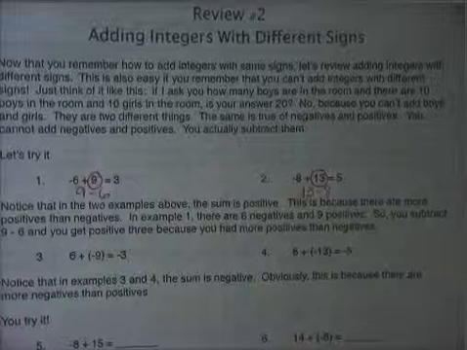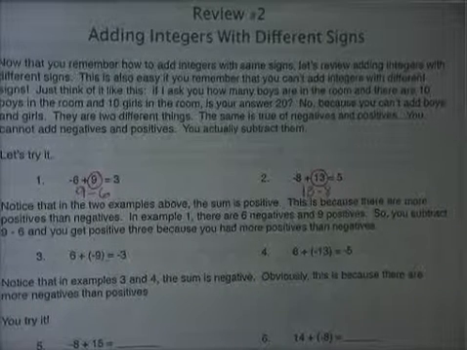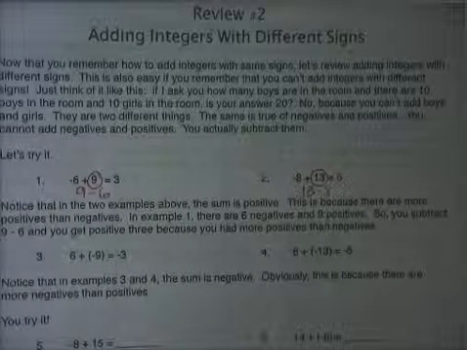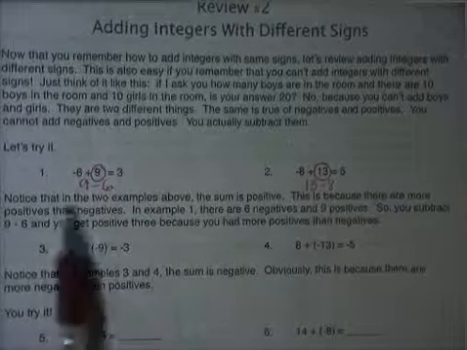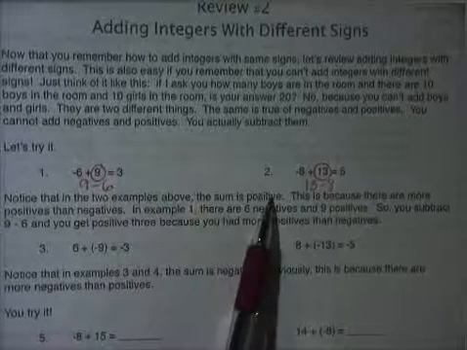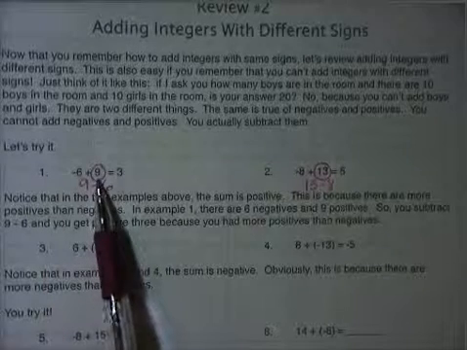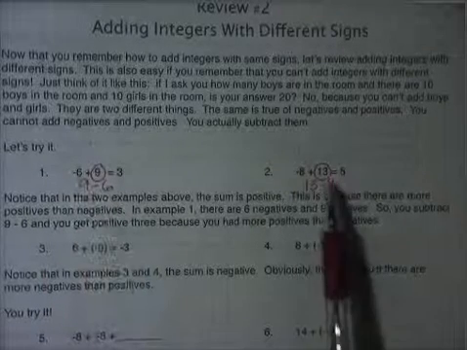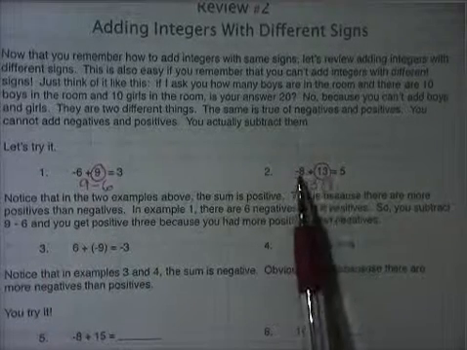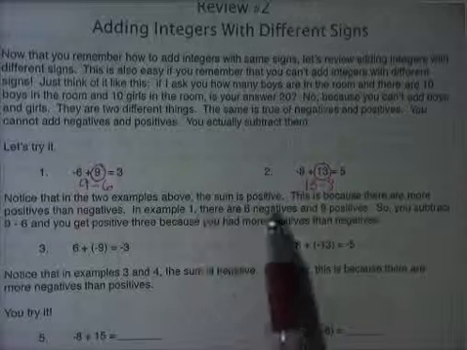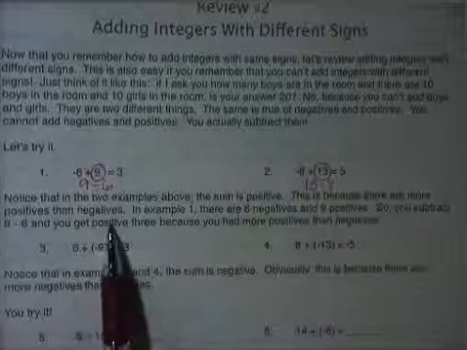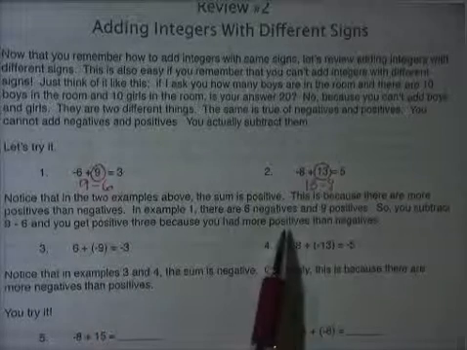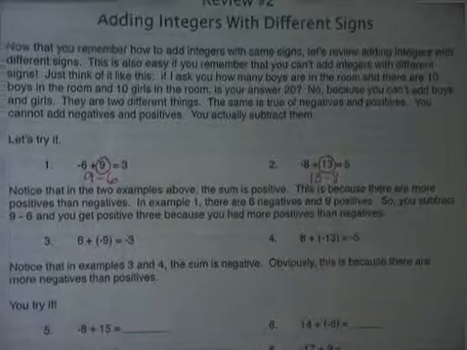So I'm taking the biggest number, or the number with the biggest absolute value, and I'm subtracting the number with the smallest absolute value. Notice that in the two examples above, the sum is positive. This is because there are more positives than negatives. Here I had 9 positives and 6 negatives. Here I had 13 positives and 8 negatives. In example 1, there are 6 negatives and 9 positives, so you subtract 9 minus 6 and you get positive 3 because you had more positives than negatives.